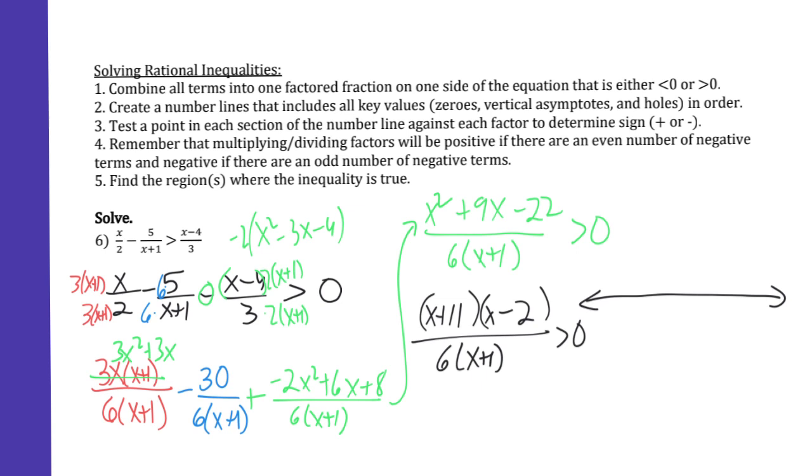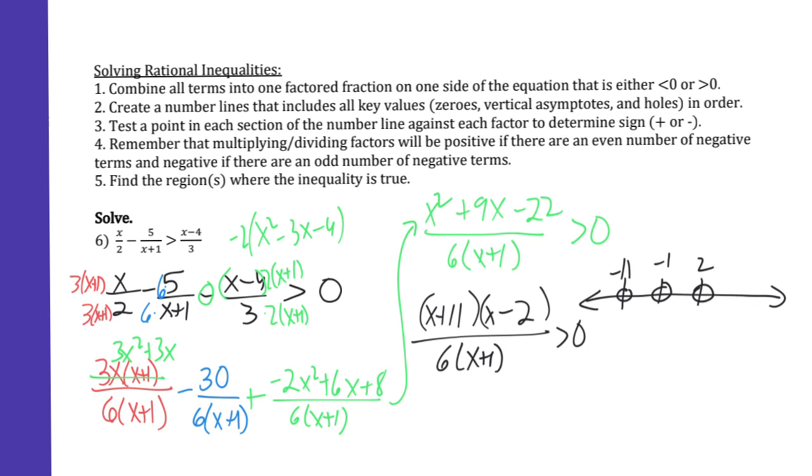Your critical values would be negative 11 from the first factor, 2 from the second factor, and then negative 1. Because it's greater than 0, each one of these will be open circles. What we want to do is figure out where the solutions will be. The solutions will be between those points or on the extremities.